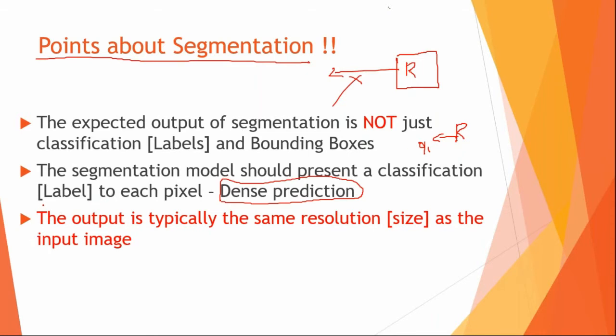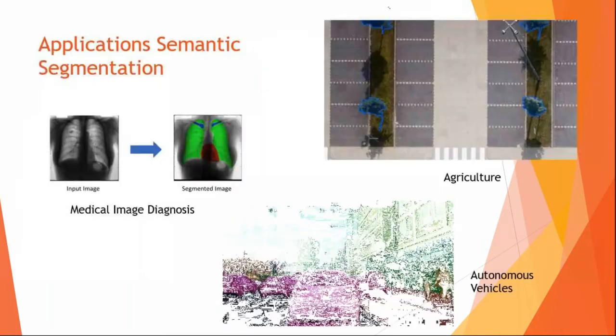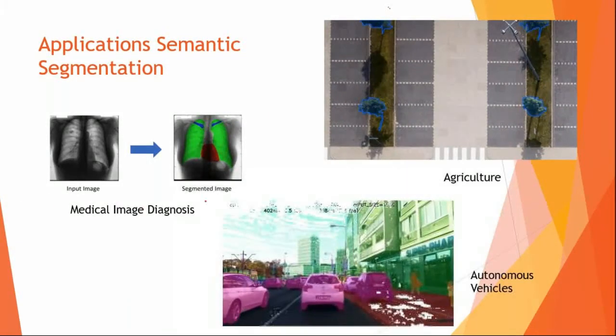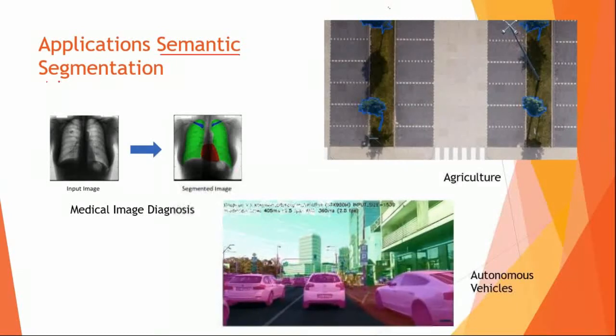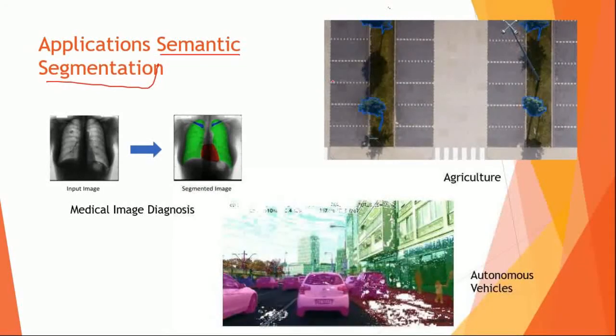And the last one, which I have marked in red, is very important. Output should typically be the same resolution as the input image. That is one of the key requirements of any segmentation algorithm. So you expect the output to have the same resolution as the input. Okay. With this, we go into the next slide. Some applications. I'm just showing you some applications. If you just search on the internet for semantic segmentation applications, you will find most of these.